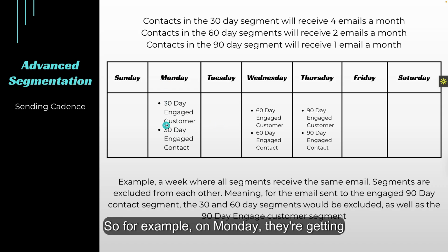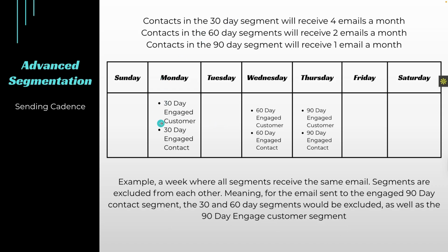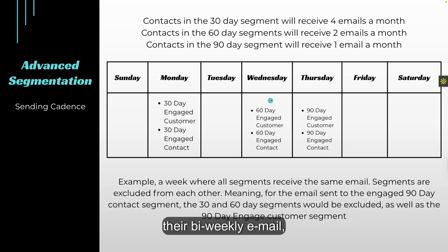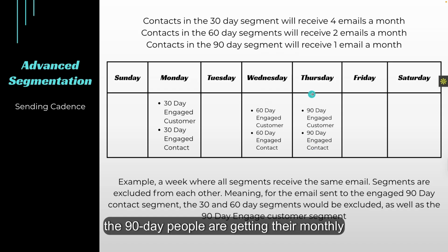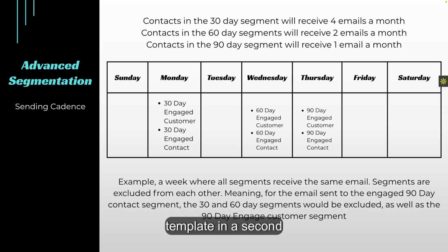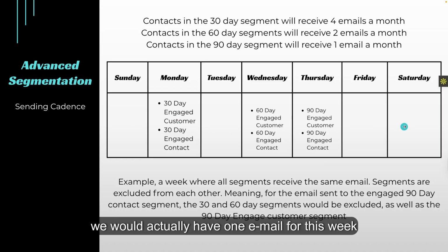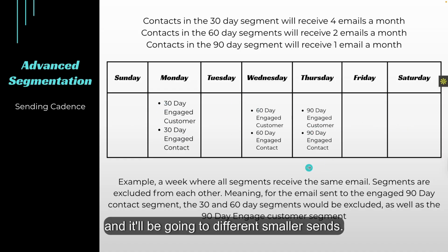So for example, on Monday, they're getting their usual email. So it'll be 1 for the 30-day engaged customer, 1 for the 30-day engaged contact. On Wednesday, the 60-day people are getting their bi-weekly email. And Thursday, the 90-day people are getting their monthly email. We're going to be jumping back to the Cadence template in a second, so I can show how this all looks over the course of a month. But when it comes to this, the idea is that we would actually have 1 email for this week, and it will be going to different smaller sends.